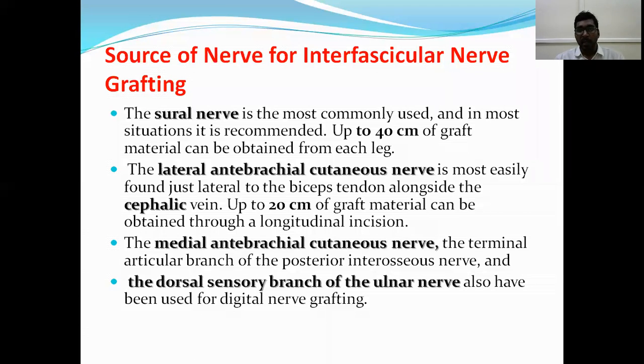Okay. The medial antebrachial cutaneous nerve, which is a direct branch of the brachial plexus, is also used for nerve grafting. And the dorsal digital sensory branch of the ulnar nerve can also be used for digital nerve grafting. Being a very small nerve, it is useful in cases of digital nerve grafting.